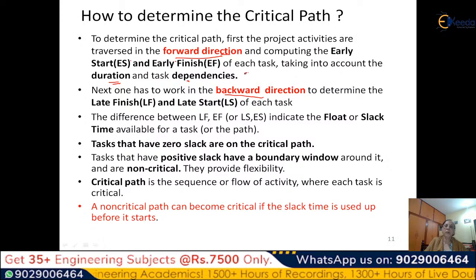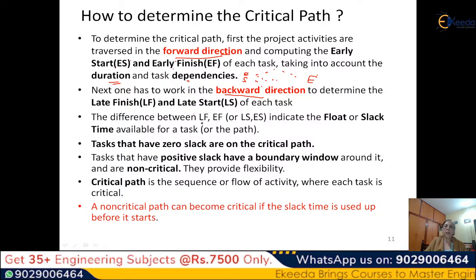So from the beginning of the project, the start of the project, we have to follow the path. If there are multiple paths, we will follow each path up to the end, and we will keep determining for each task the early start and early finish. Then we will start the backward pass. We will come to the end, and from the end we will work backward to determine late finish and late start. So we will have a window. This is what we are doing. We are trying to define the window here.